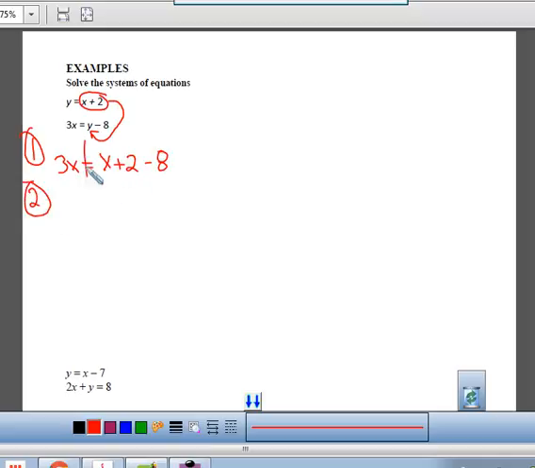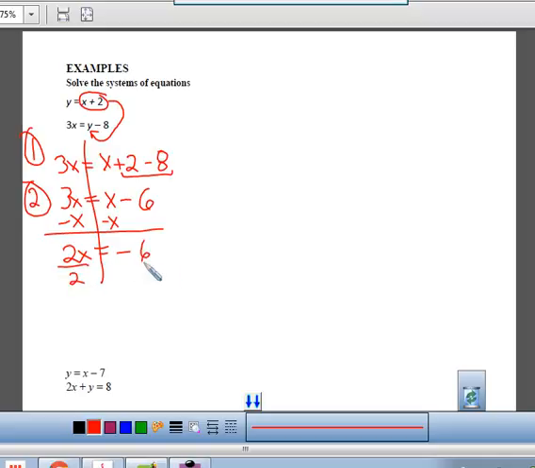Step 2, solve. So, train tracks, let's go ahead and combine like terms. So I get 3x equals x, and then 2 minus 8 is negative 6, so you can do plus negative 6 or just minus 6. I'll subtract x from both sides, and I get 2x equals negative 6. Divide both sides by 2, and you get x is equal to negative 3. Alright, I've got one of my answers. Now I need the other one.